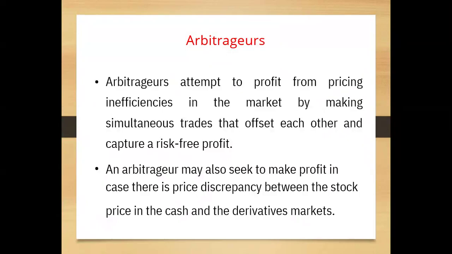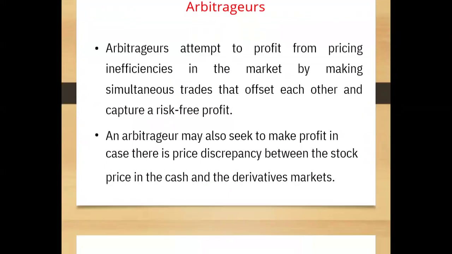Arbitrageurs attempt to profit from pricing inefficiency in the market by making simultaneous trades that offset each other and capture a risk-free profit. An arbitrageur may also seek to make a profit in case there is a price discrepancy between the stock price and the cash and derivatives market.